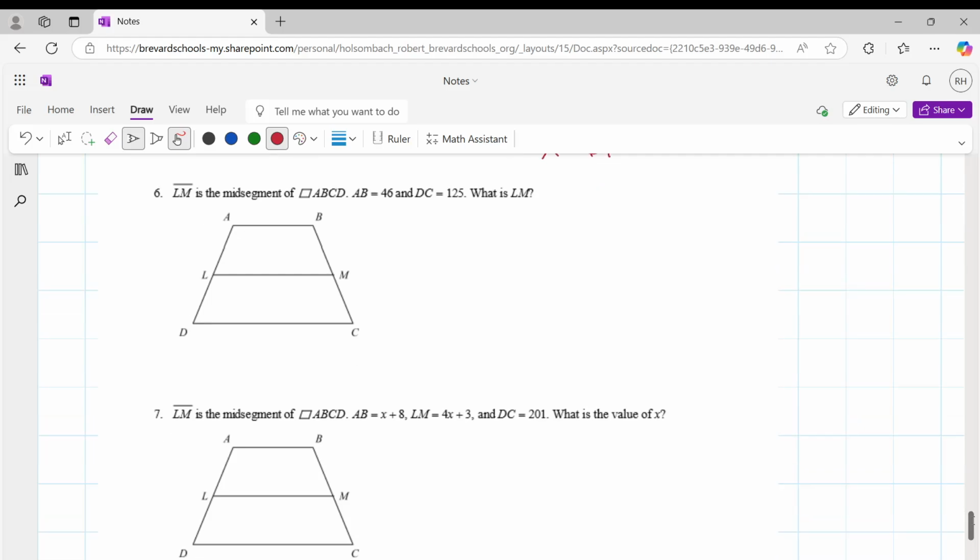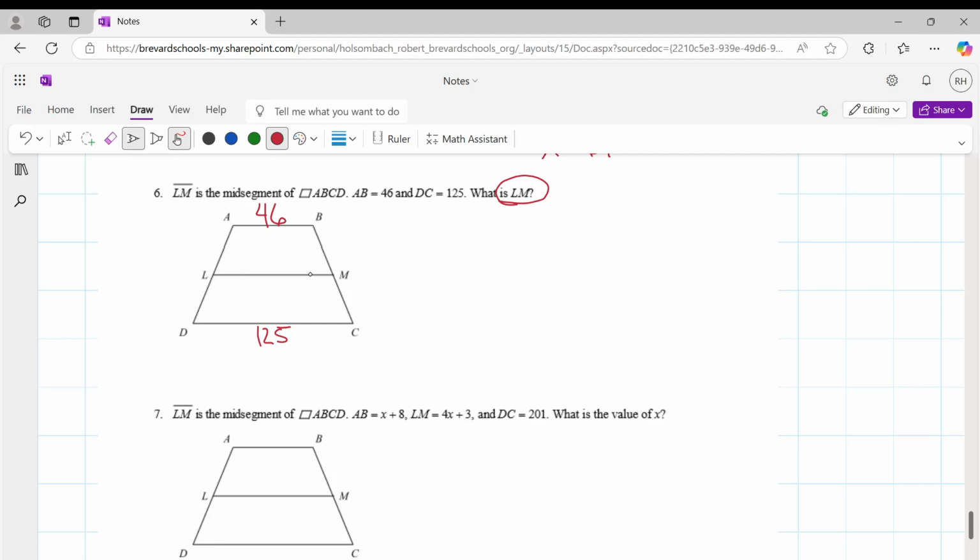All right, problem number 6, mid-segment. LM is the mid-segment of ABCD. AB is 46, and DC is 125. What is LM?